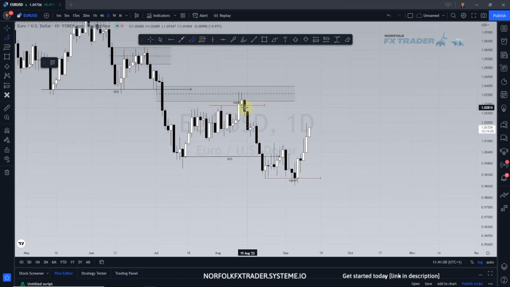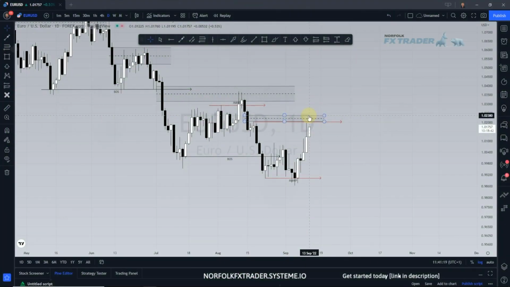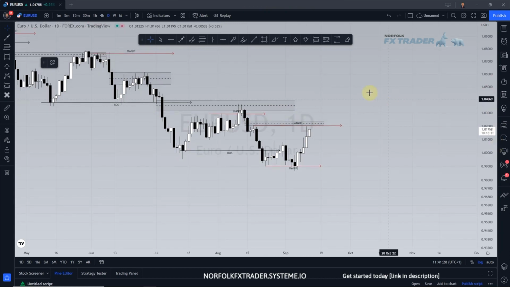Well, we have an area here of imbalance where the market may want to push into, and we could even see a manipulation of this high at the same time. That is what we're looking for, potential. Now, if we close through this high and this imbalance, and then we're going to continue up, we could then look at this high to be manipulated. And if it closes to that high, then we have a trend reversal.